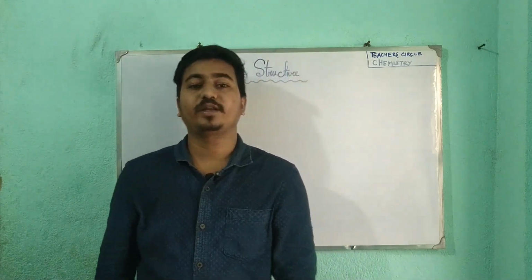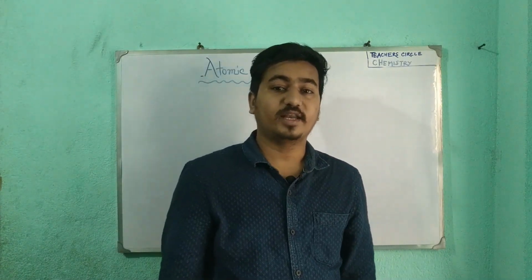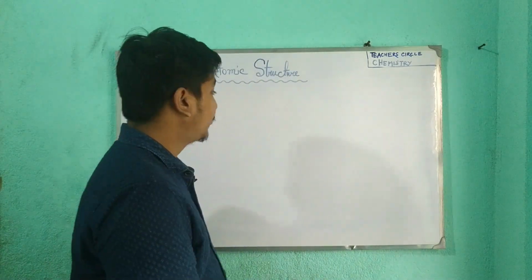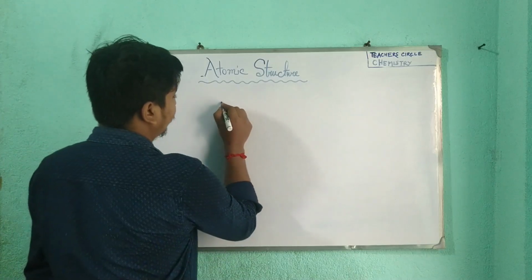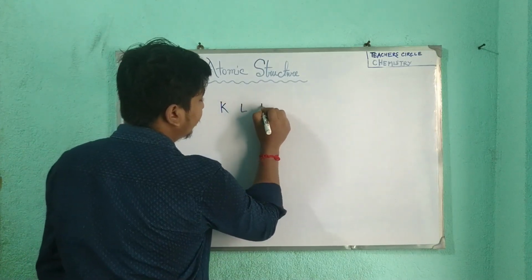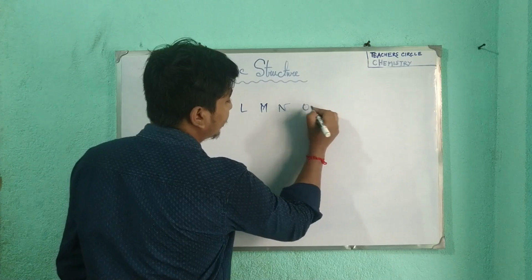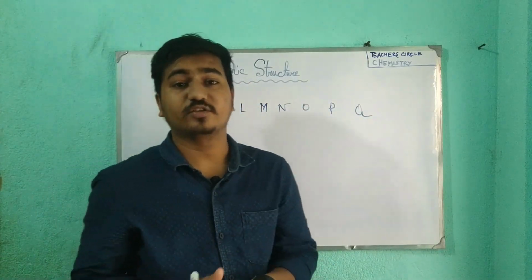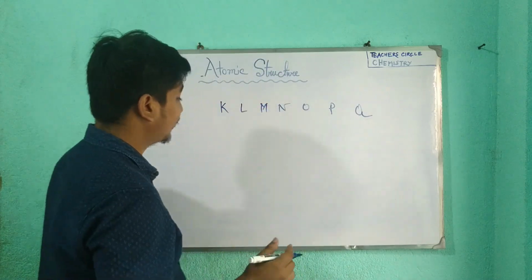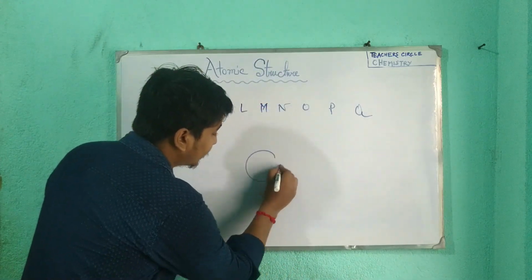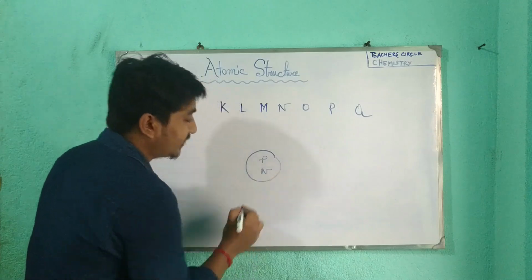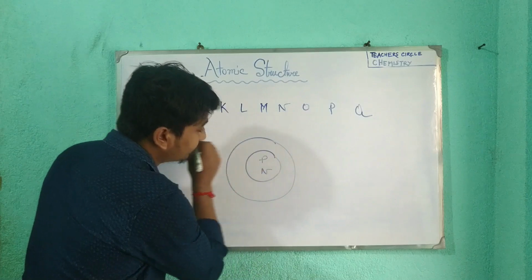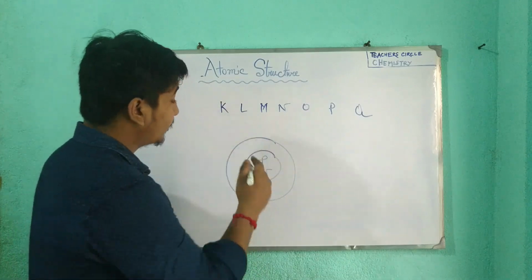After knowing the atomic number and mass number, I will teach you the electronic configuration of an element and how to calculate it. We know that there are 7 orbits. What are those? K cell, L cell, M cell, N cell, O cell, P cell and Q cell. So there are basically 7 cells or 7 orbits for an electronic configuration. There is a nucleus where protons and neutrons are present, and the electrons revolve around the nucleus, the center of that atom.